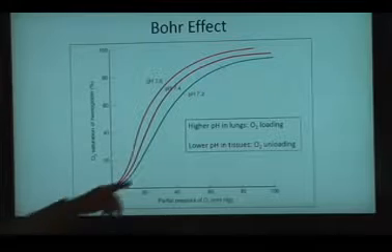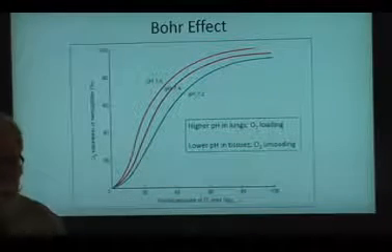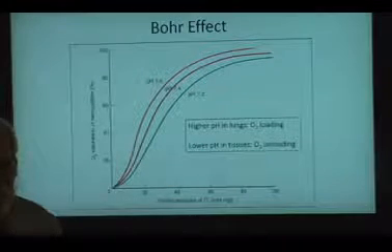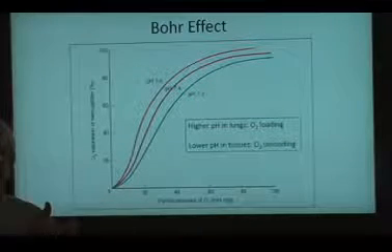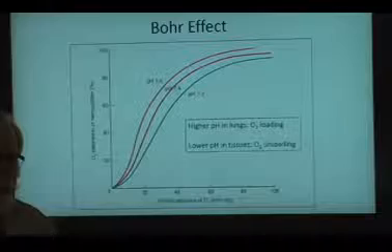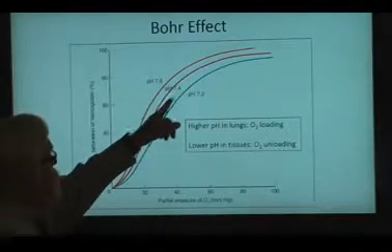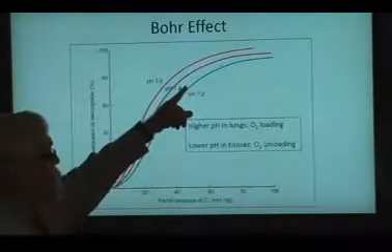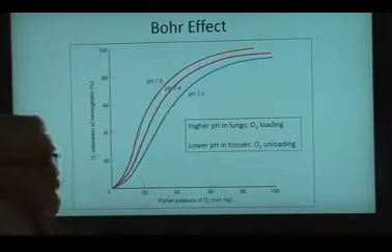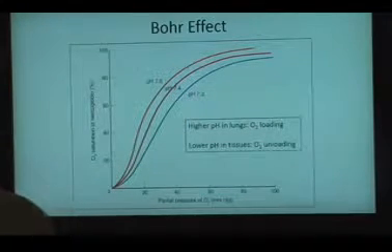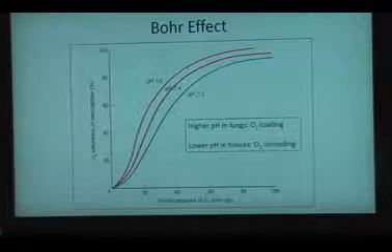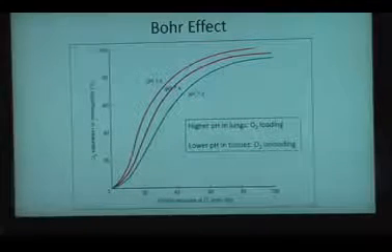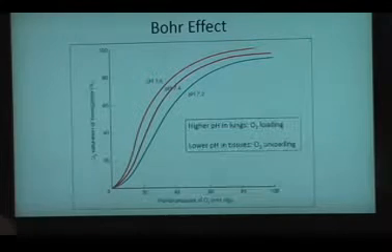On the other hand, in the tissues, as the blood goes through the capillary from the arterial to the venous blood, it picks up carbon dioxide. That lowers the pH, shifts the curve to the right. Shifting the curve to the right decreases the affinity of hemoglobin for oxygen. The lower affinity results in the hemoglobin releasing oxygen to the tissues.